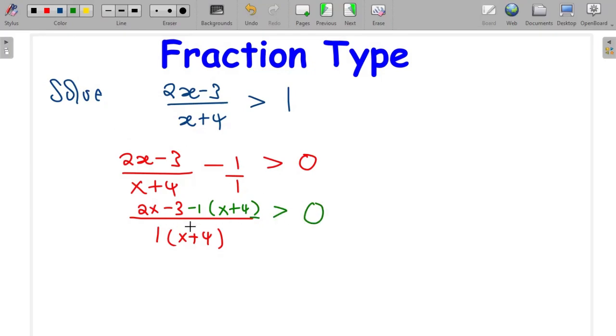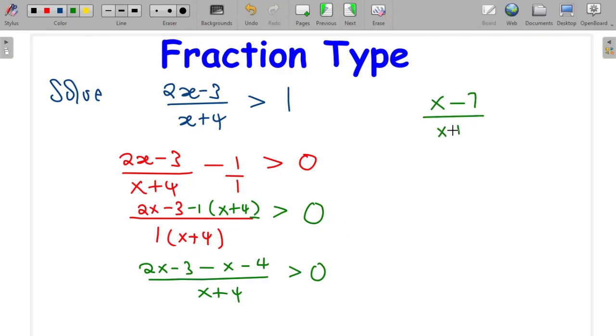So on top, we have 2x minus 3 minus x, and then minus 4, divided by x plus 4 greater than 0. So now, when I combine what I have on top, what do I get? So that would be 2x minus x, I get x, and then minus 3 minus 4, I get minus 7, divided by x plus 4 greater than 0.